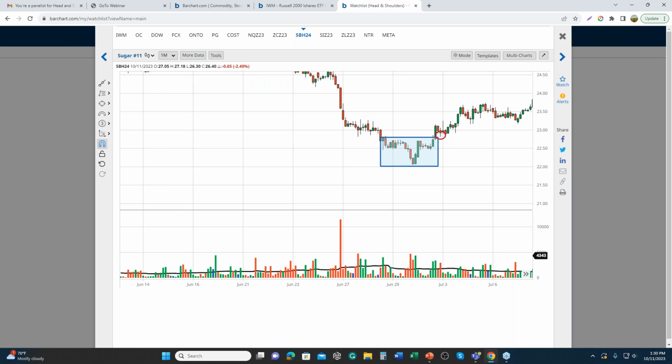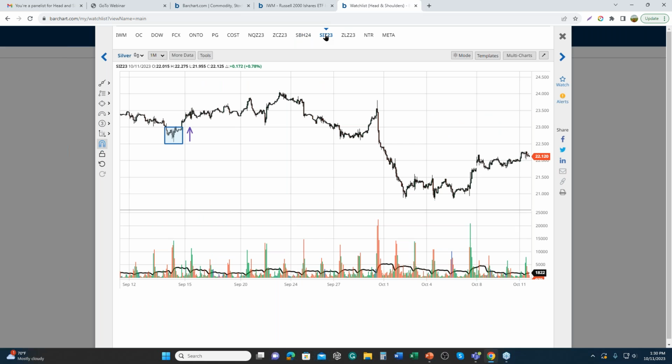And let's just do that real quick for you. There's our neckline to our head. And then here's our neckline break. And you can see that that was our minimum price objective, and we reached that very easily.